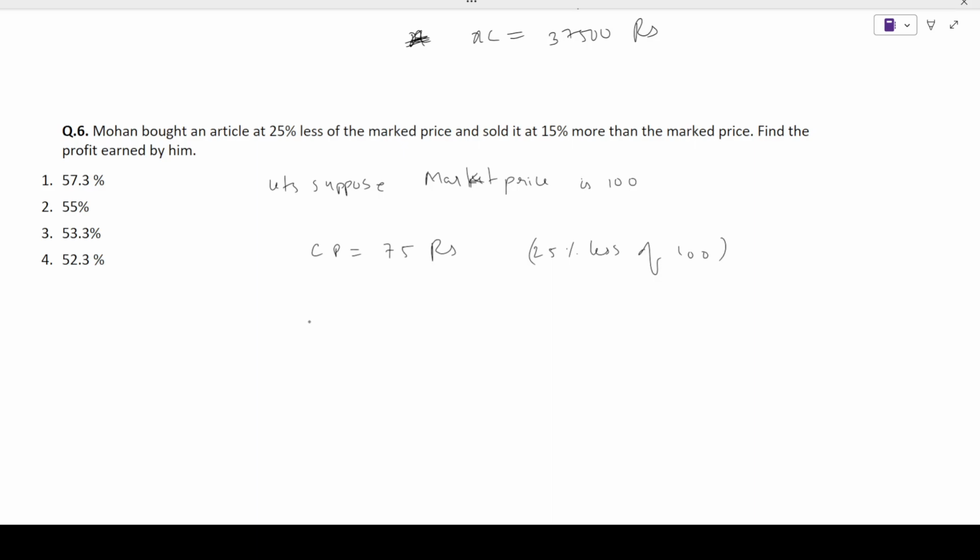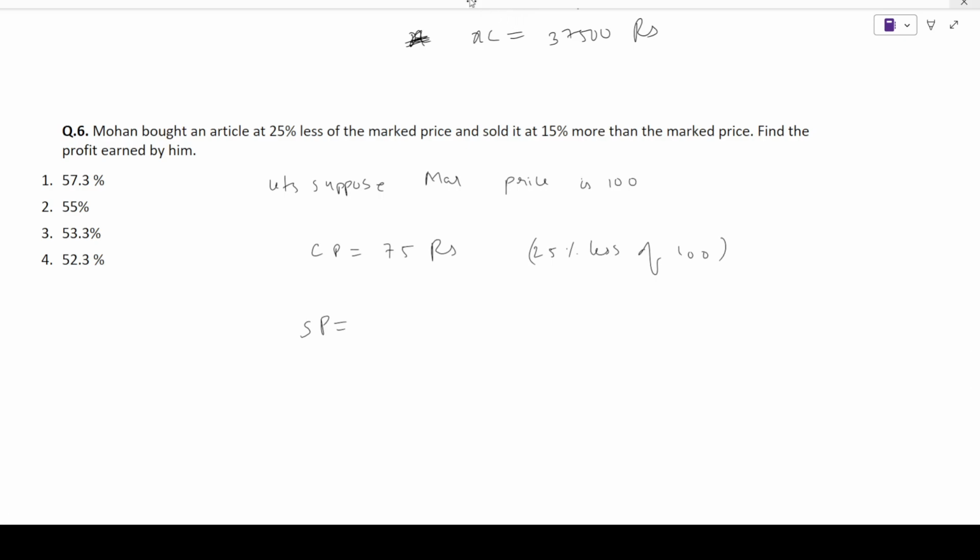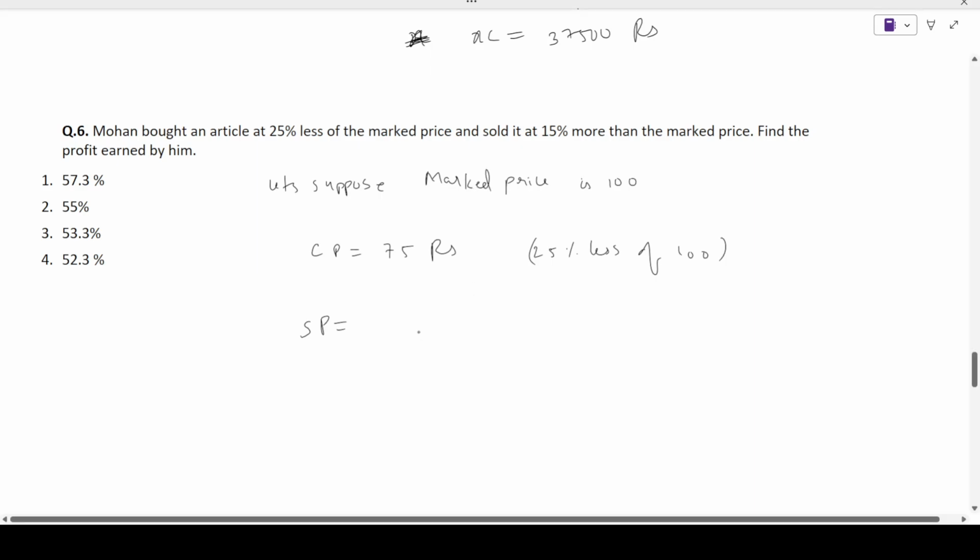and selling price is 15% more than mark price. This is not market price, this is mark price, I'm sorry. So selling price is 15% more than mark price. 15% of 100 is 15. So selling price is 115 rupees.